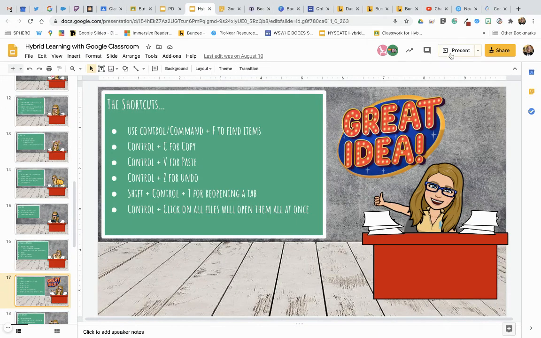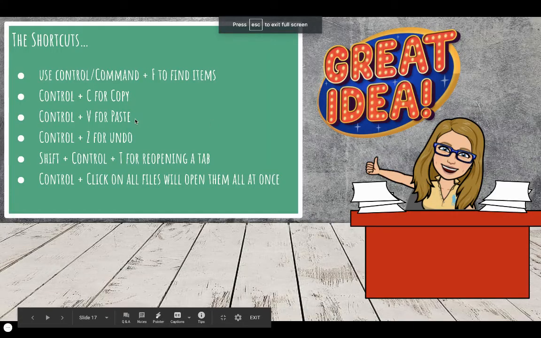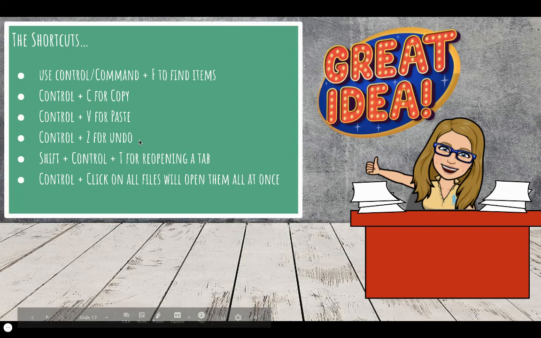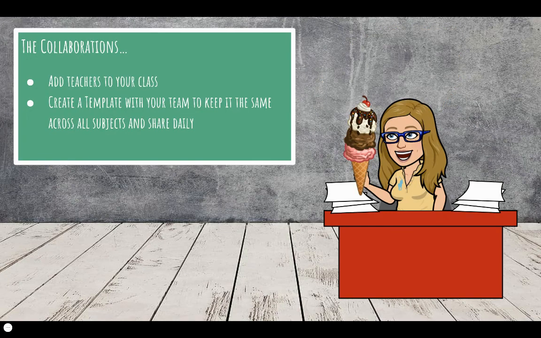Another great one is Control C for copy or Control V for paste. Control Z will undo, so if they accidentally hit delete, they can hit Control Z and pull it back. If you accidentally close out a tab, hit Shift, Control, and T to reopen a tab, and then Control plus click all files will open them all at once.